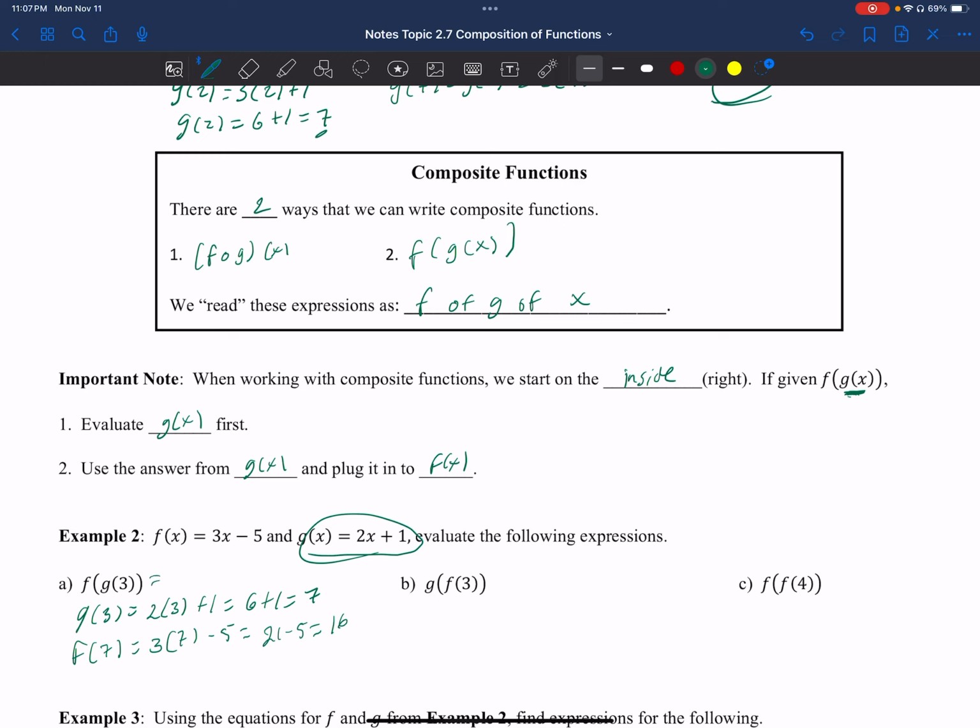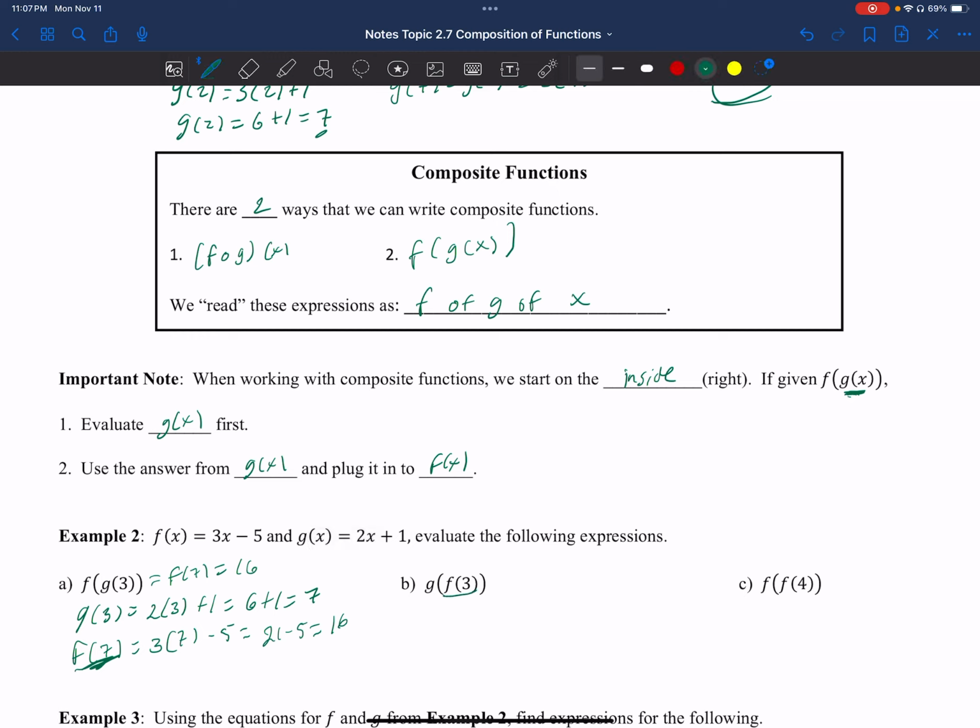So again, I know that f of g of 3 is equal to f of 7, which is the same thing as 16. So basically here you just put your second input with the function, and then that will give you the same answer. Okay, let's look at the next example.